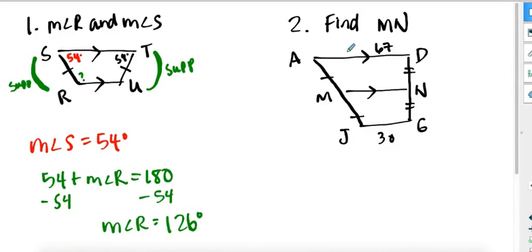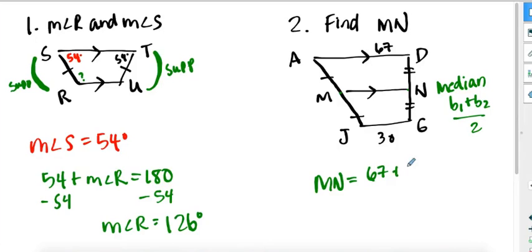And then with our trapezoid, the one other thing was the median. Our median is made by averaging our two bases. We took base 1 plus base 2, we divide it by 2, and we get our median. So it's just averaging those two bases. And since it's connected here at the midpoint on both sides, to find MN, also known as our median, we're going to take 67 and 30 and divide it by 2. So we get 48.5 for MN.